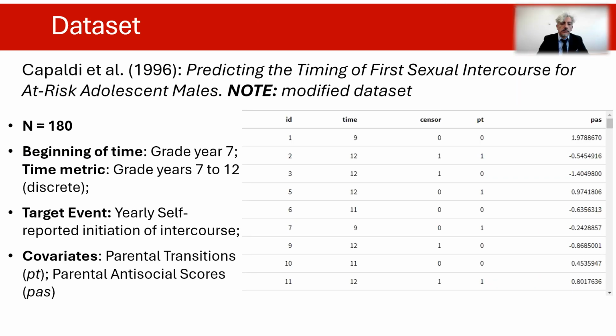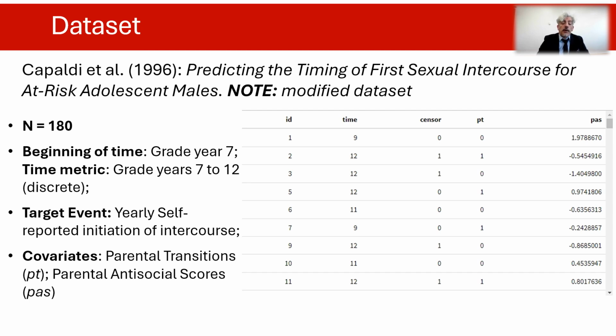and that is a threat to the validity of the study. In the remainder of this and the next presentation, I will use a dataset to illustrate the methods I'm going to present. This dataset comes from a study published in 1996 in Child Development. Male heterosexual adolescents were followed up from grade year 7 to grade year 12, so roughly from 12 to 13 years to 17, 18 years of age.